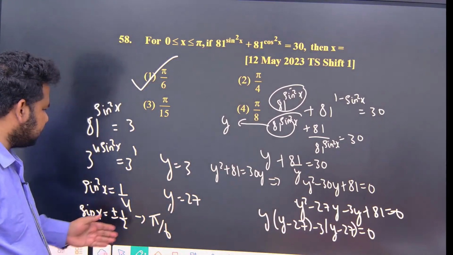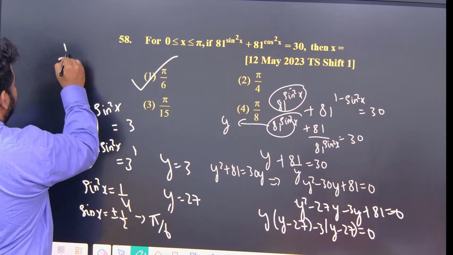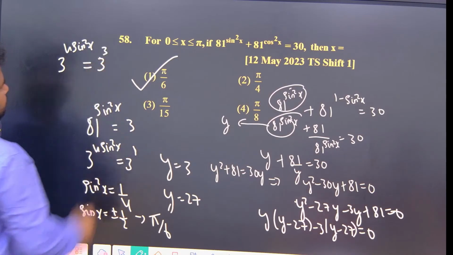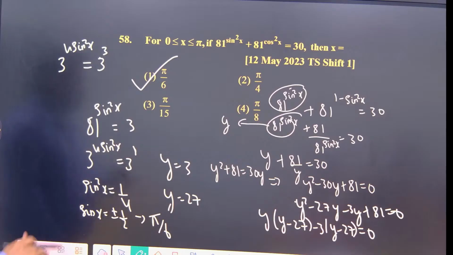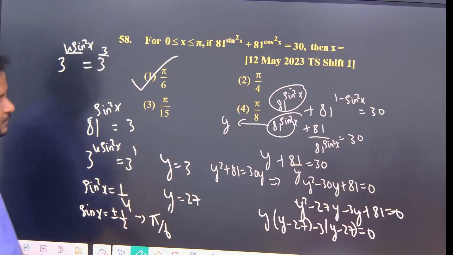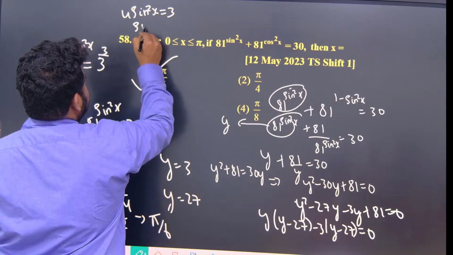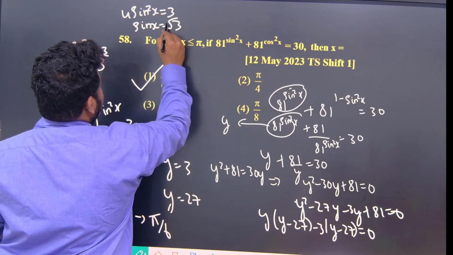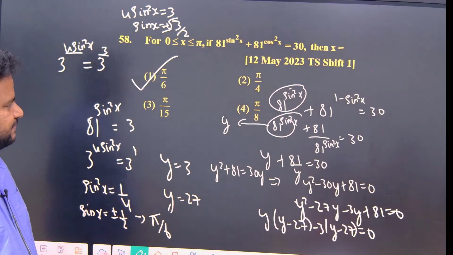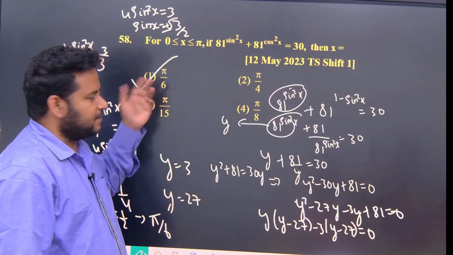Otherwise you can take the value 27 also and check. If you take 27, 3 to the power of 4 sin square x, 27 can be written as 3 cube. So 4 sin square x is equal to 3. So sin x is equal to plus or minus root 3 by 2. Root 3 by 2 will come for 60 and also 120. 60 means pi by 3, which is not at all there here.